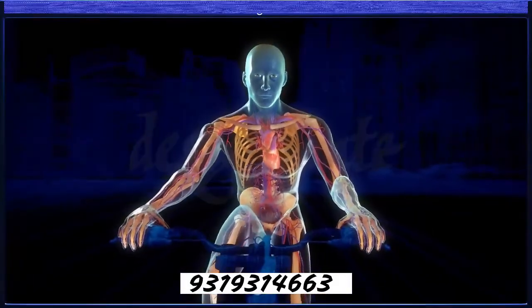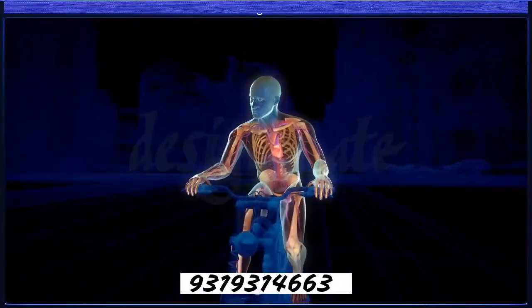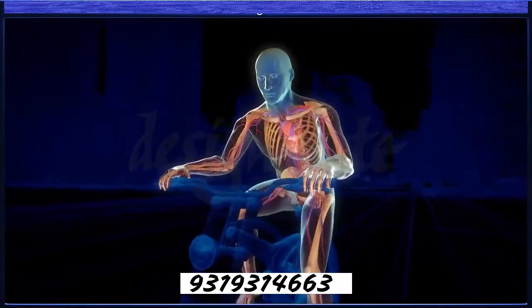Thus, we conclude that it is the SA node as the cardiac pacemaker which sets the rhythmicity of the heartbeat.